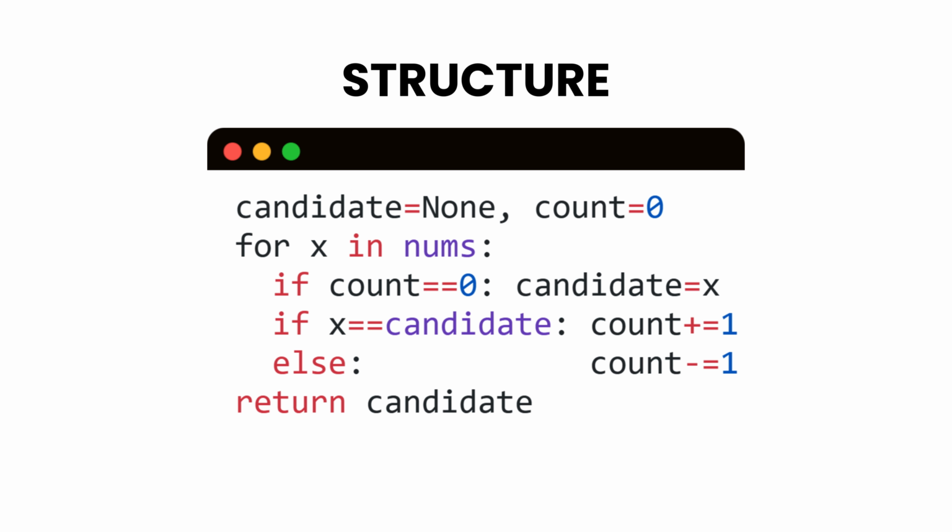Structure. Plan. Initialize candidate equals None, count equals 0. Iterate through the array. If count equals 0, set candidate to the current number. If current equals candidate, increment count, otherwise decrement. At the end, return candidate. If the problem didn't guarantee a majority, we'd re-verify by counting, but here it's guaranteed.